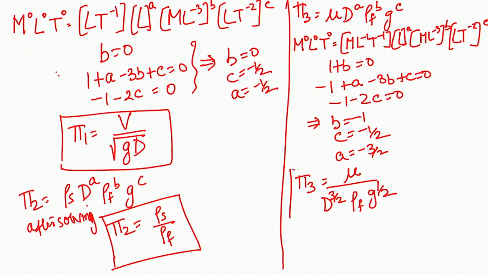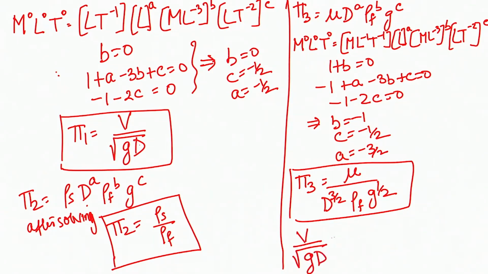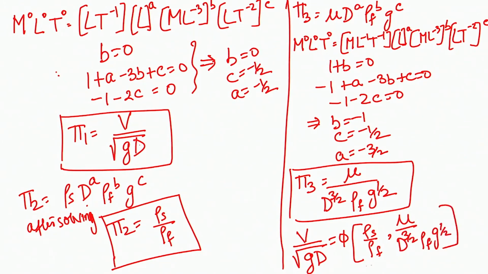So, we have got pi 1, pi 2 and pi 3. Finally, the functional relationship will be pi 1, V by under root g d, is a function of pi 2 comma pi 3, so rho s by rho f comma mu divided by d to the power 3 by 2 rho f g to the power half. So, this is one of the examples where we have solved this.